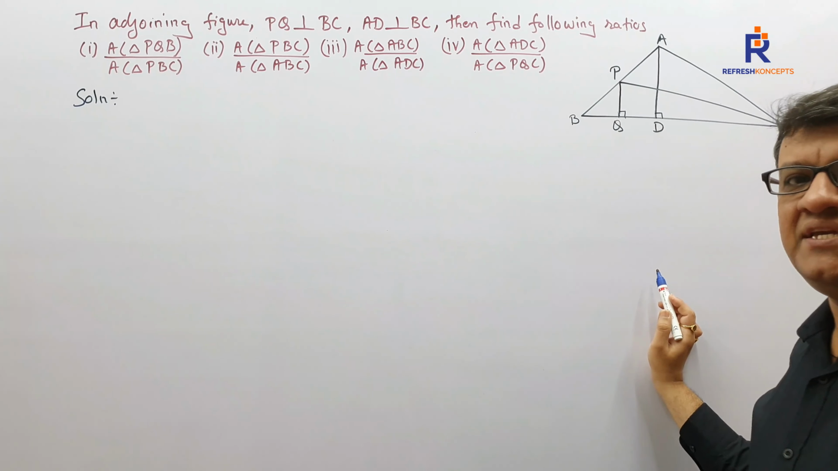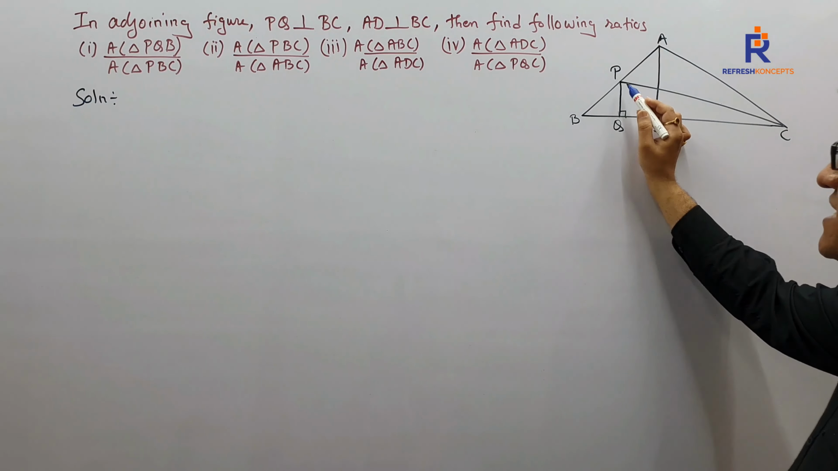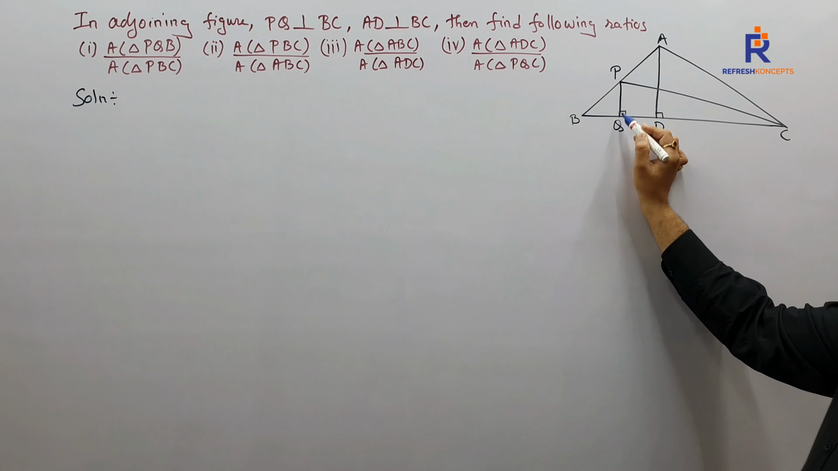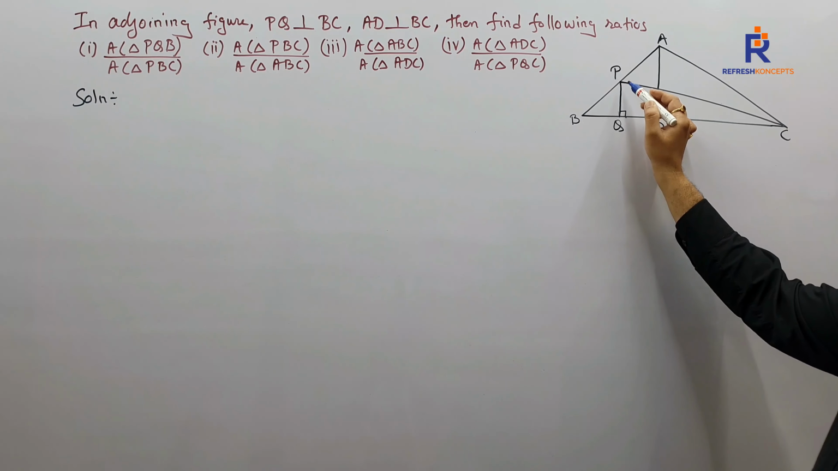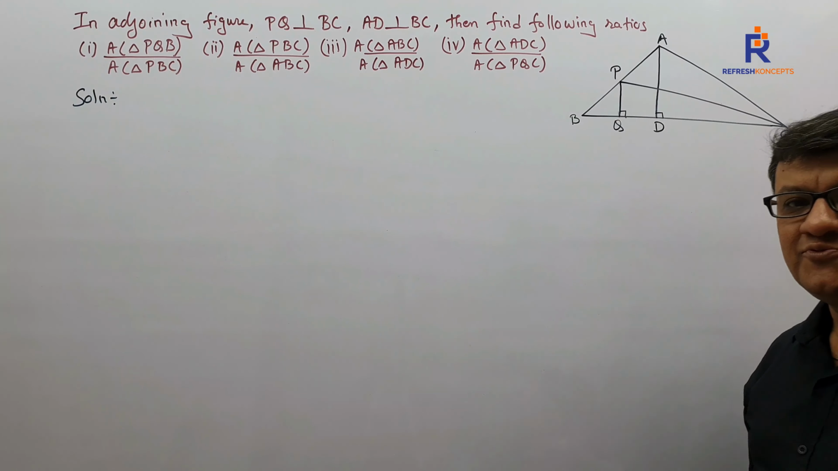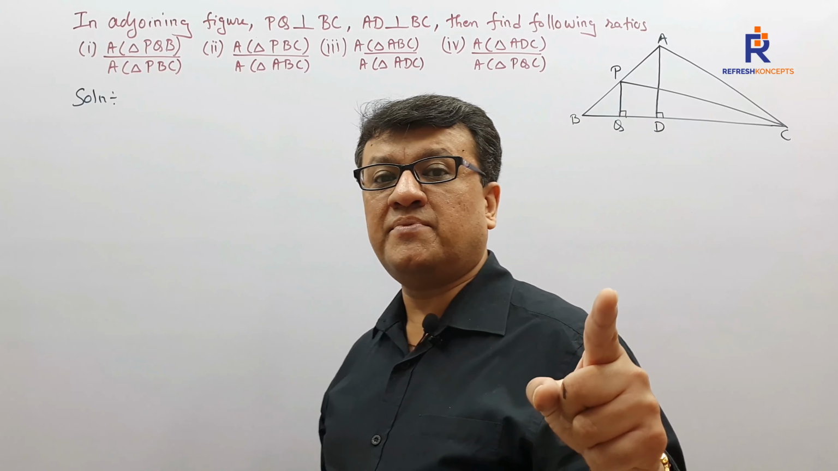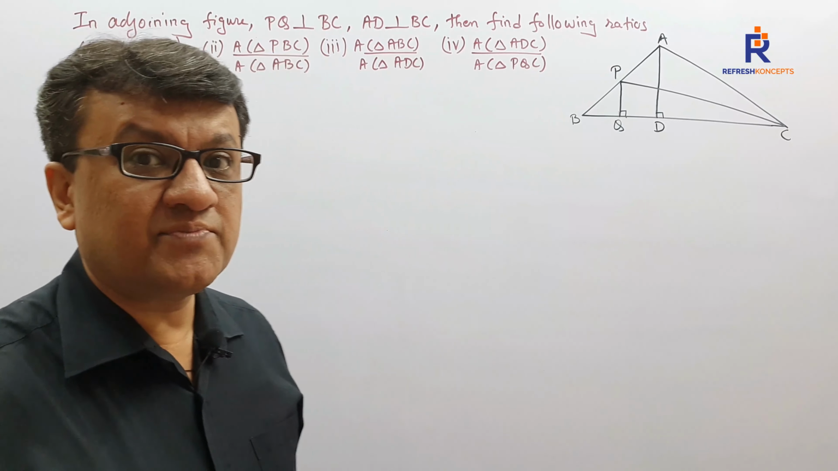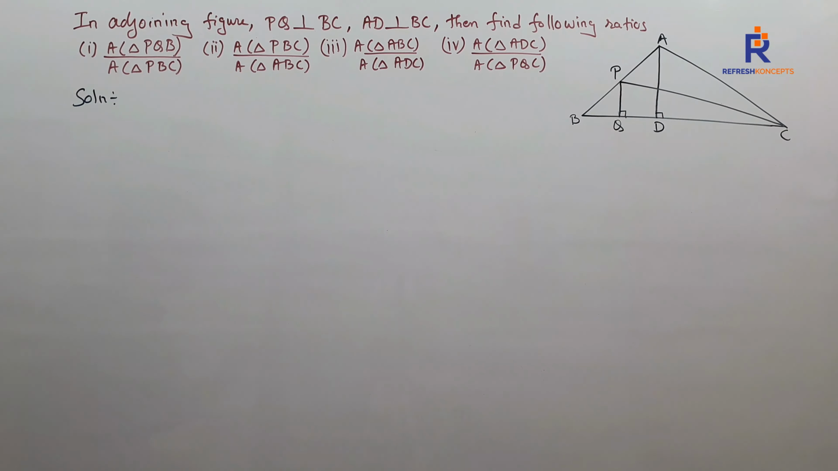Property 1A, B, C or D. So when I say PQB, my base is BQ and height is PQ. When I say PBC, my base is BC, but height is again PQ. So height is same, so property 1C. I hope my children are getting it.